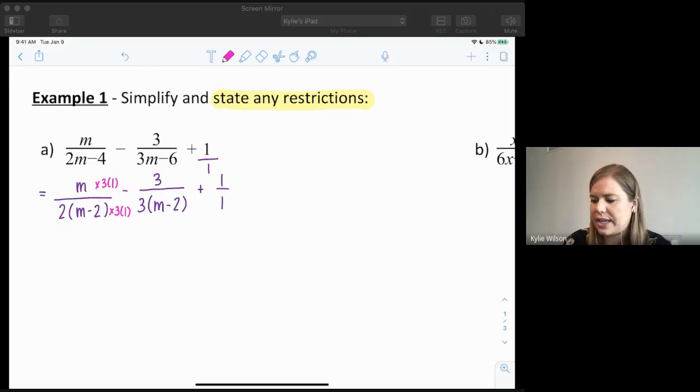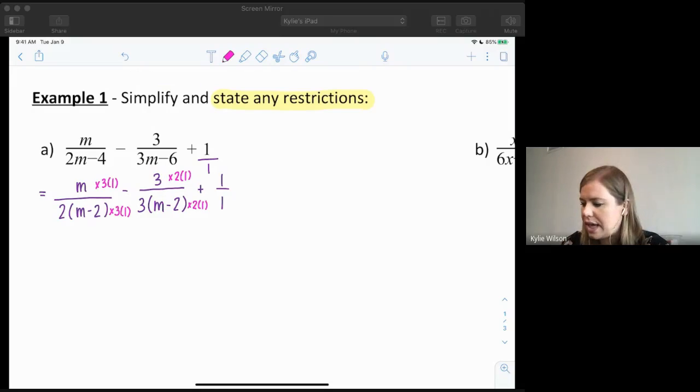Now for our second term, we have 3 times m minus 2. So from the first term, we will also need a 2, and then we'll also need to multiply it by a 1. If I do that on the bottom of the fraction, I must also do it to the top, like that.